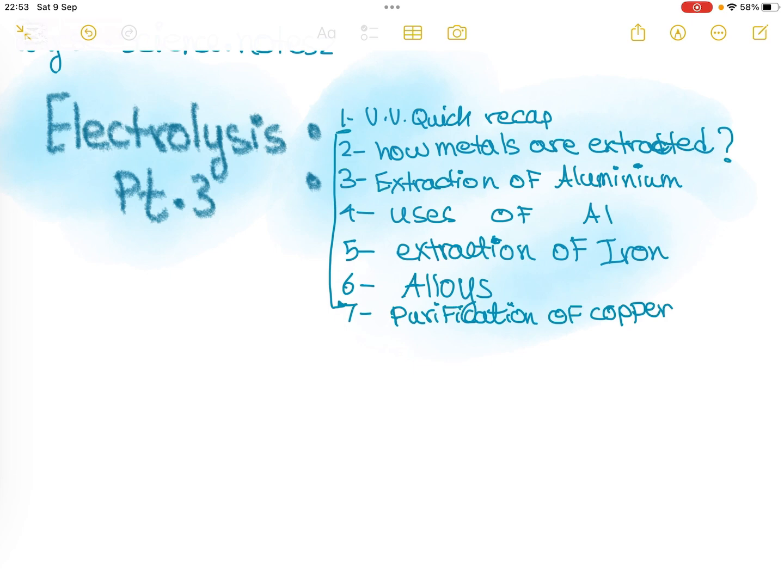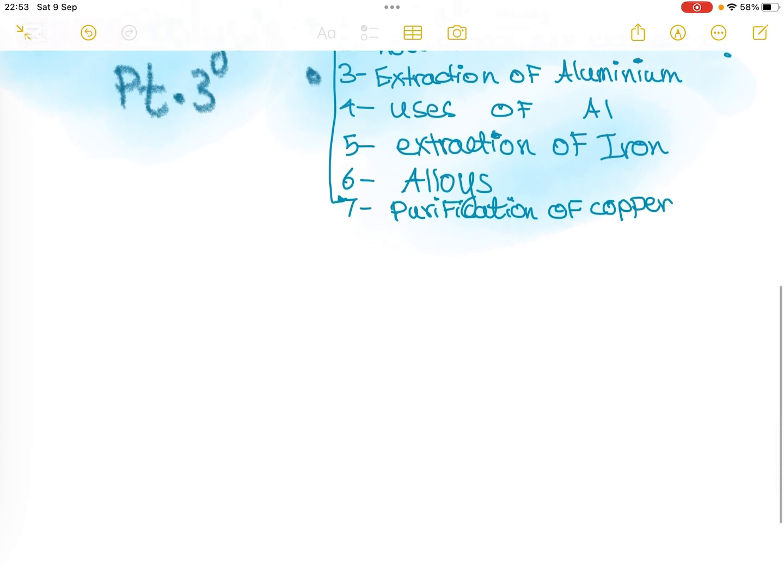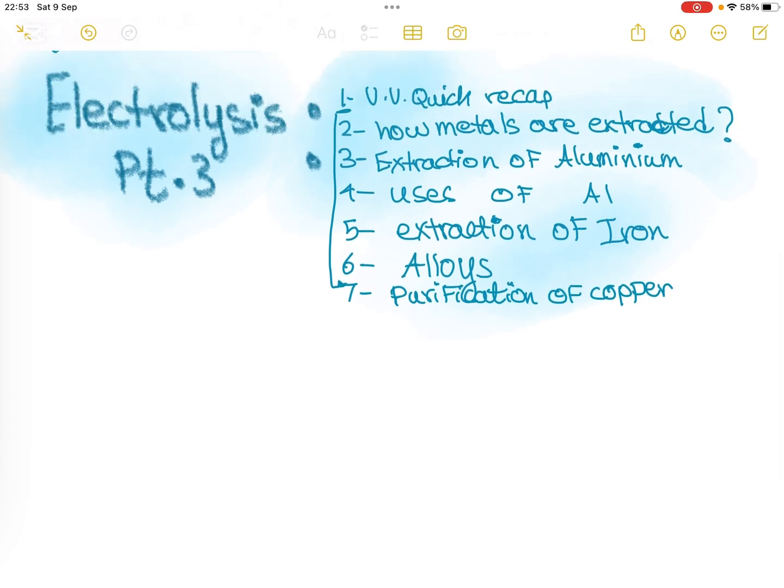We finished all points in electrolysis. We just have how metals are extracted, extraction of aluminium and iron, uses of aluminium and alloys, and the purification of copper. So let's start first by how metals are extracted.